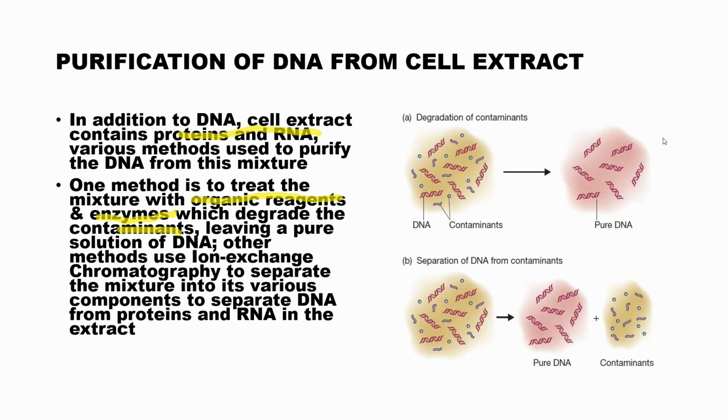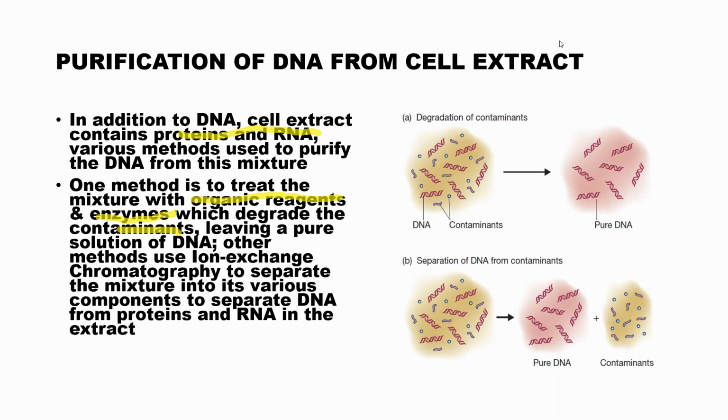That's why we are going for specific reagents. It must act specifically. If we are adding a common reagent, it will degrade DNA, it will degrade RNA, it will degrade protein. Then we have nothing left to continue our experiment. Clear? So that's why we are going for specific reagents. I will explain one by one in the coming slides. Clear? So two methods are there in order to purify DNA.